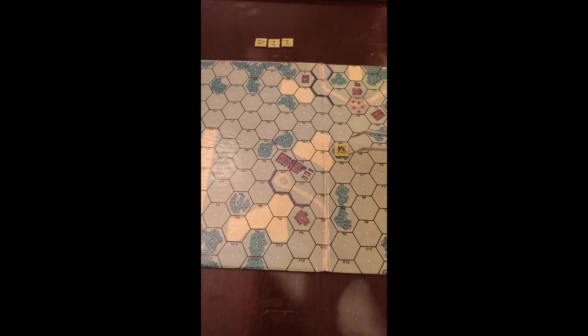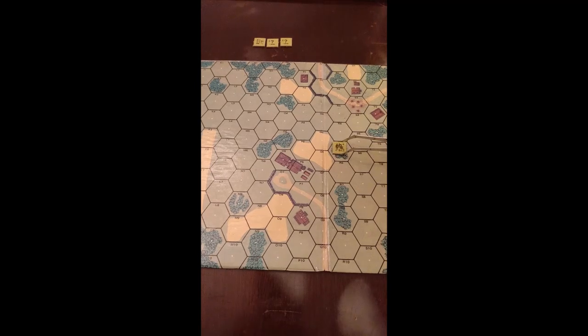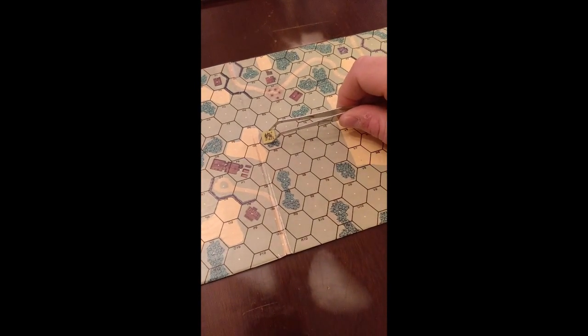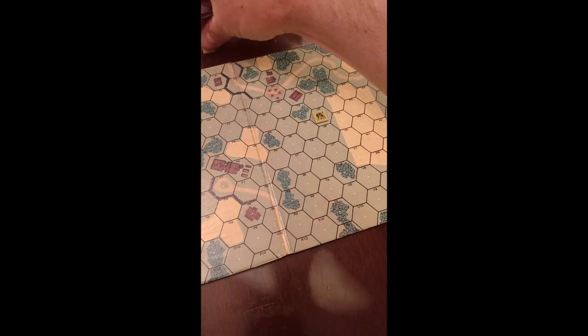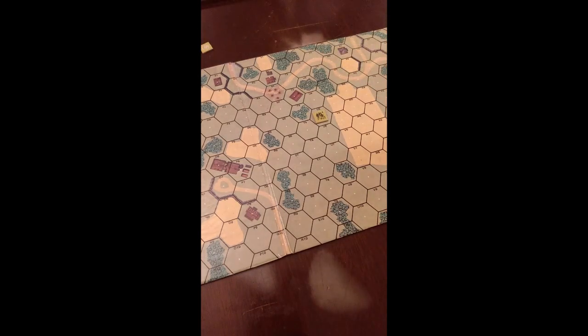Now, if I want to continue moving, we go 1, 2, 3, and again we have to stop. We don't have enough movement factors. We would need 4.5 to get into V5 over here, and we can't do it. So that ends our fourth movement phase.